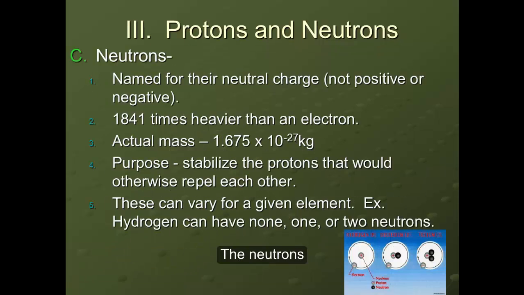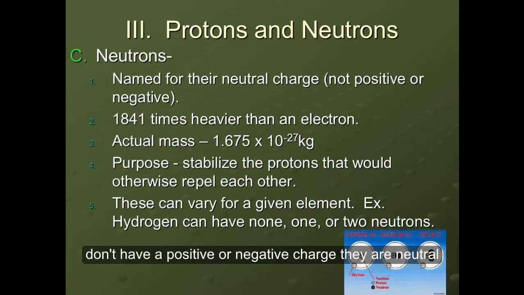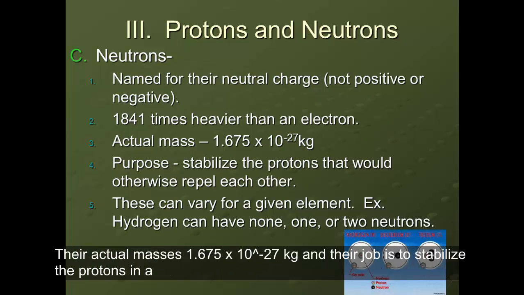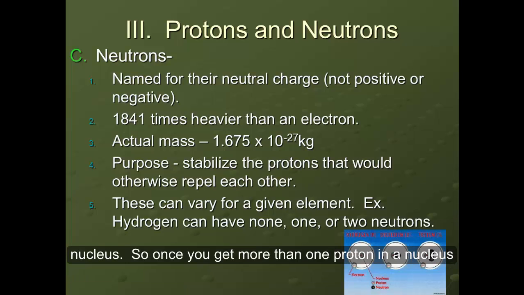The neutrons don't have a positive or a negative charge. They are neutral, as the name probably suggests to you. They're 1,841 times heavier than electrons, so just slightly heavier than a proton. Their actual mass is 1.675 times 10 to the negative 27th kilograms. And their job is to stabilize the protons in a nucleus.